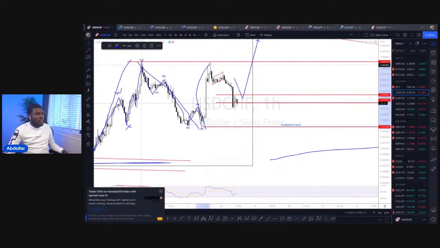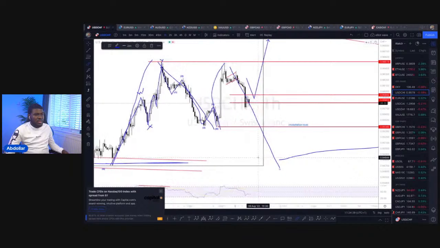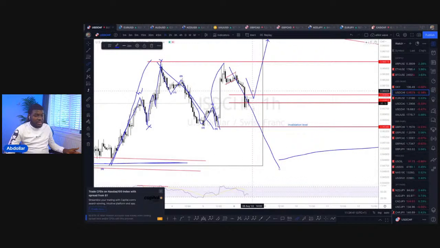Yes. So if that is the case, this will be wave 1, this will be wave 2, and then this should be what? Wave 3 to the downside. That is another way to look at this currency pair.